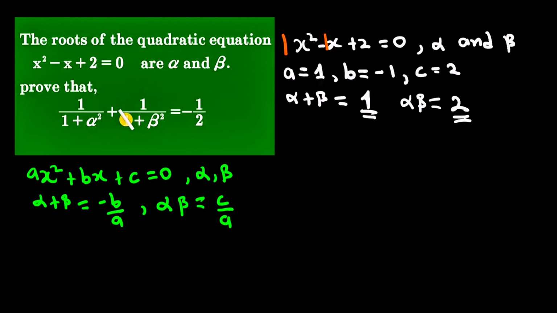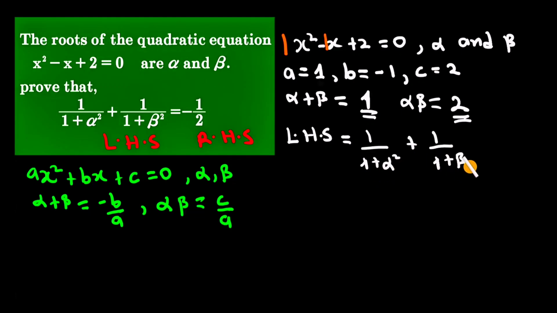Let me say this is the left hand side of this equation and this is the right hand side. I want to show that the left hand side is equal to the right hand side. So I'll start from the left hand side. The left hand side of this equation is equal to 1 all over 1 plus alpha squared plus 1 all over 1 plus beta squared.